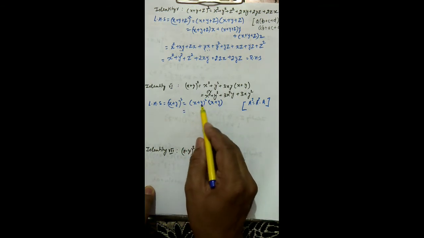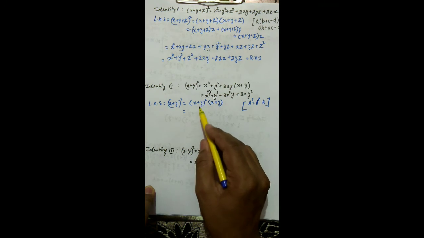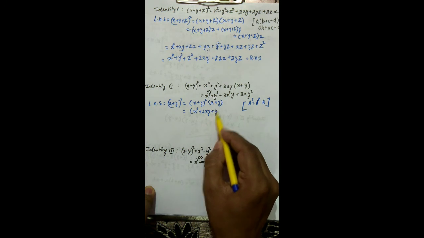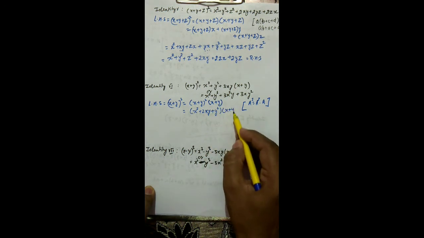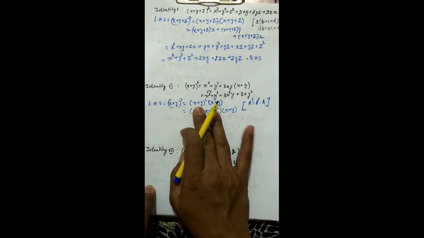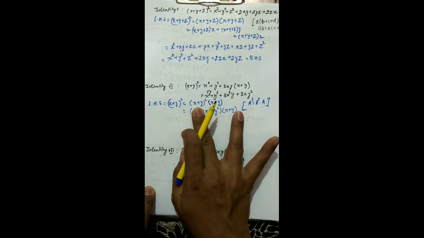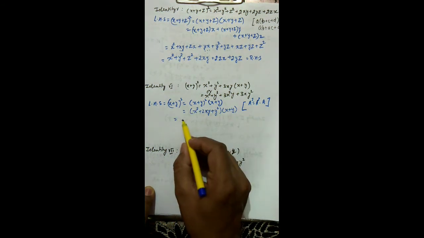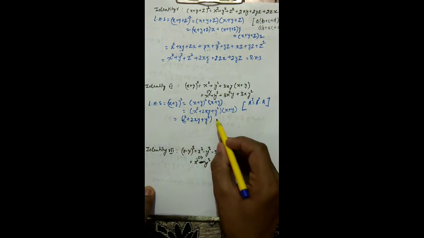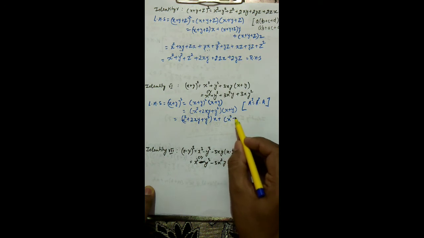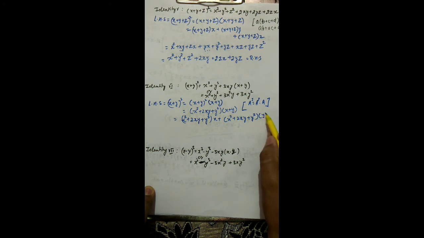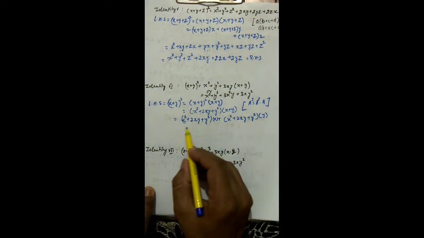Why have I taken this x plus y whole square? Because I know the identity of x plus y whole square. It can be written as x square plus 2xy plus y square, and this is your x plus y. Now we take this first bracket as a. If it is a, then ax plus ay. I can use the distributive law. So this becomes x square plus 2xy plus y square bracket x, plus x square plus 2xy plus y square bracket y. Here you can put brackets, it's optional now.